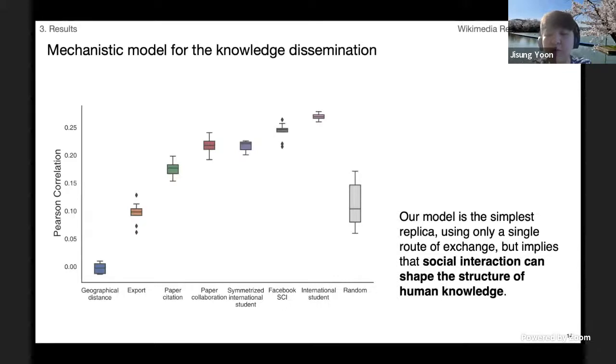And we can see that we found very similar patterns to our empirical observation above. Specifically, we observed the lowest Pearson correlation for geographical distance, and this is consistent with our empirical finding, followed by the amount of effort in paper collaboration, public paper citation number, and public collaborator numbers. This means that our model, though a simplistic replica using only a simple rule of exchange, implies that social interaction can shape the structure of human knowledge.